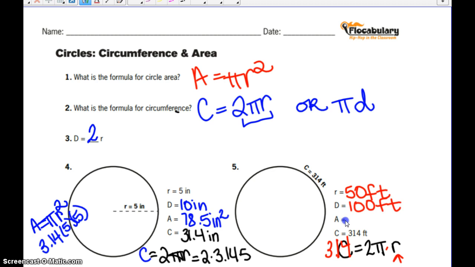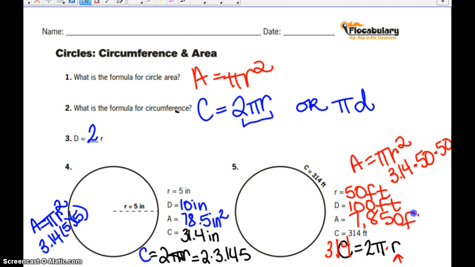And then my area. So in order to find my area, now I can go back. My area is pi r squared. If my radius is 50, I really do 3.14 times 50 squared, or 50 times 50, not 50 times 2, 50 squared. So 50 times 50, and when I do that, I get 7,850. Wow, that's a bunch. And that's going to be feet squared because it's area.